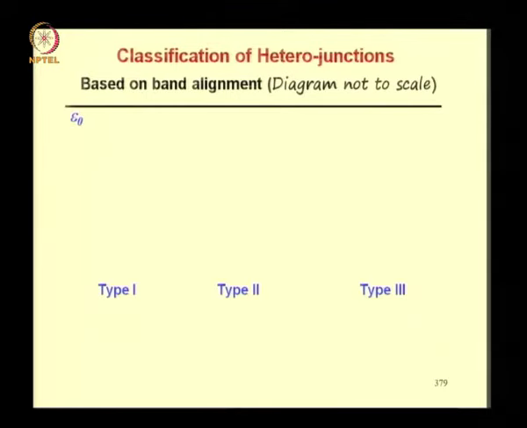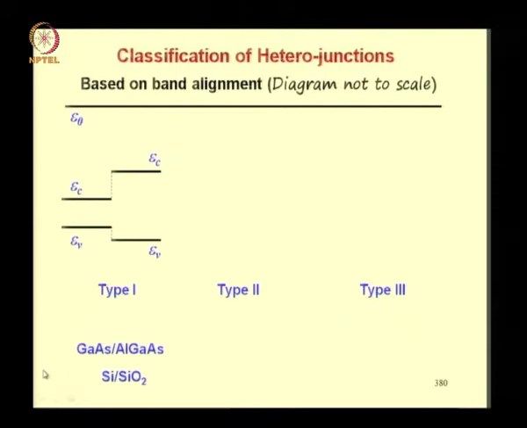When we draw the band diagrams for materials which are isolated, the band diagrams are referenced to the vacuum level E naught. That is why the first step will be to draw the vacuum level E naught. In type 1, the conduction band edge on the higher band gap side is higher than the conduction band edge on the lower band gap side, and the valence band edge on the higher band gap side is lower than the valence band edge on the lower band gap side.